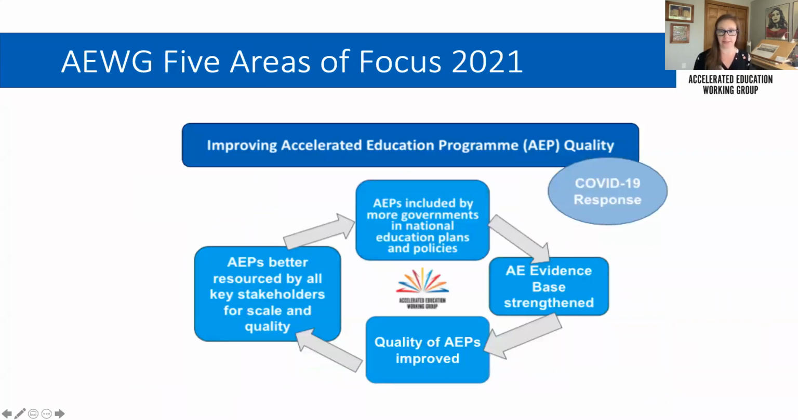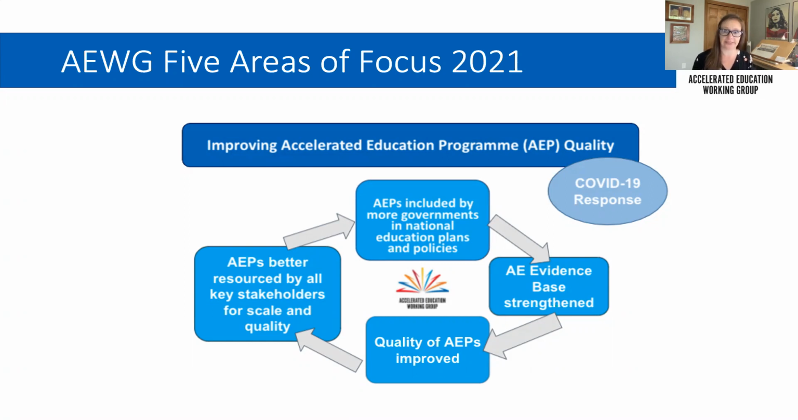In 2021, the AEWG has had 5 areas of focus or broad objectives. The first 4 are really continuing from previous work, and then we added in a focus on COVID-19 as we saw there to be a need. So that first area of focus is the objective that AEPs are included by more governments in national education plans and policies. So the AEWG works with and supports ministries of education to explore needs and potential solutions to meet the needs of overage out-of-school children and youth, particularly in their contexts.